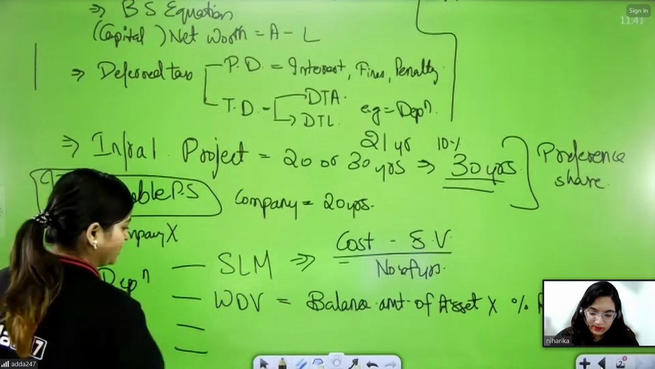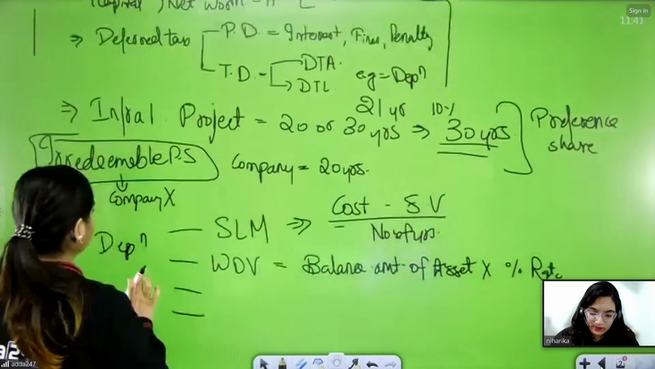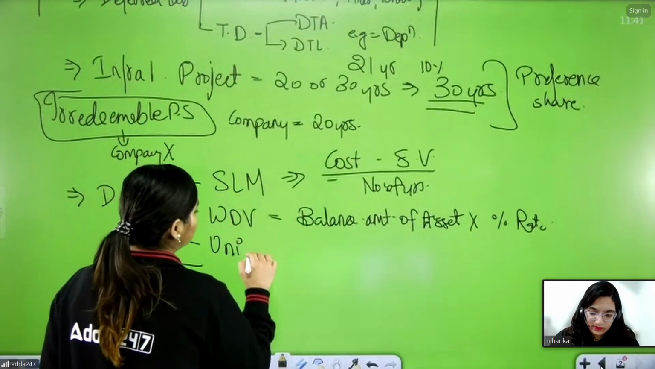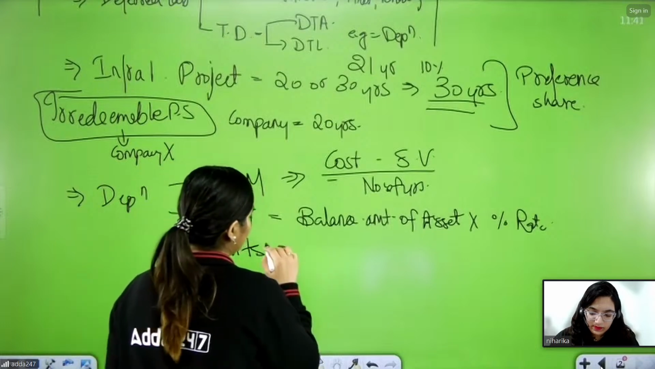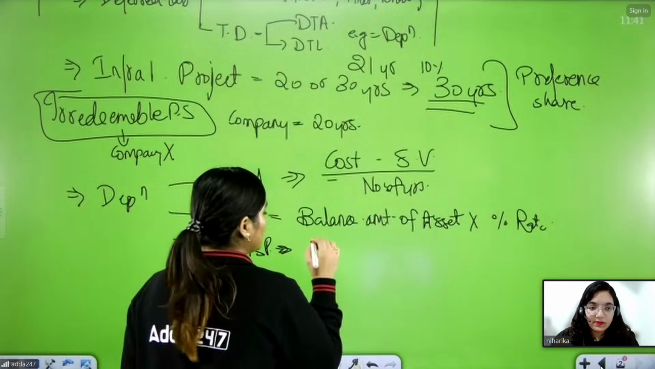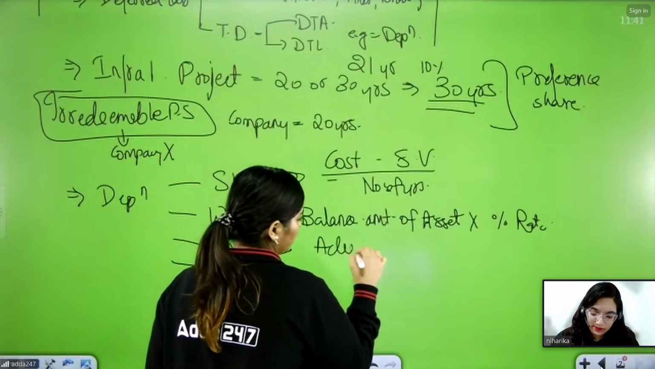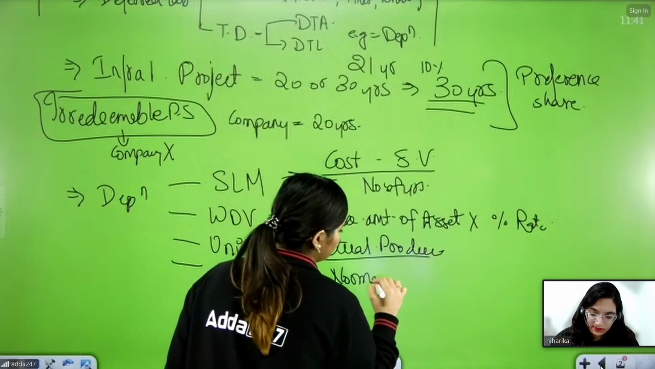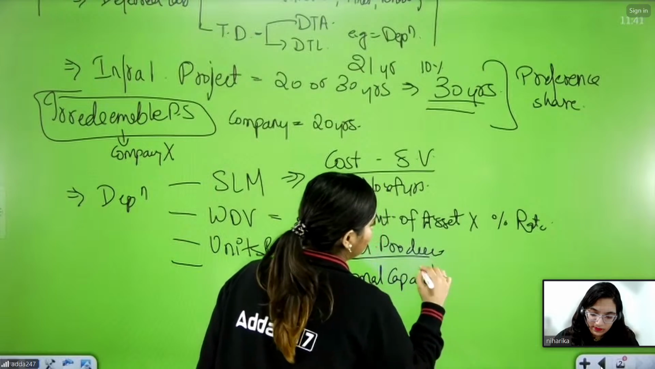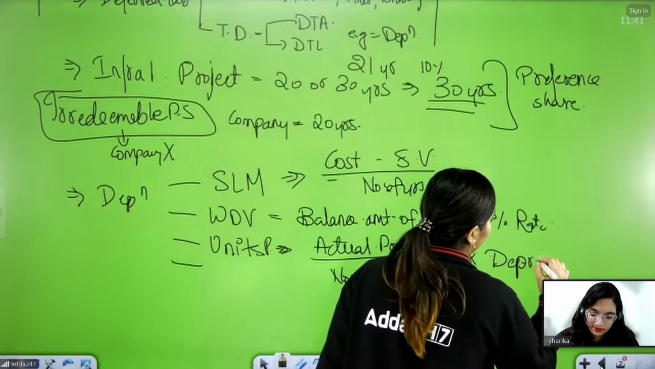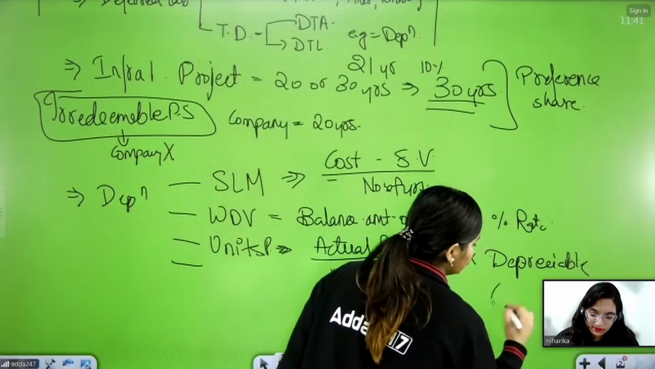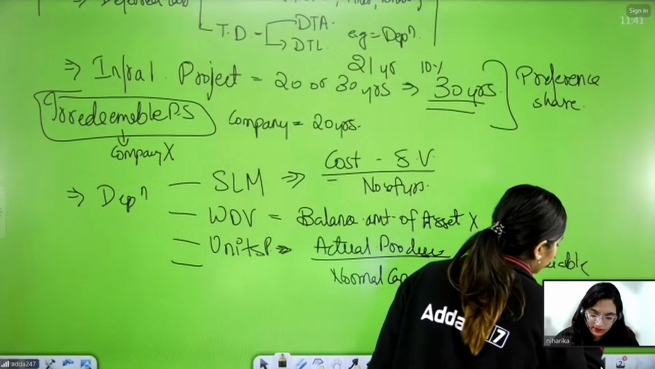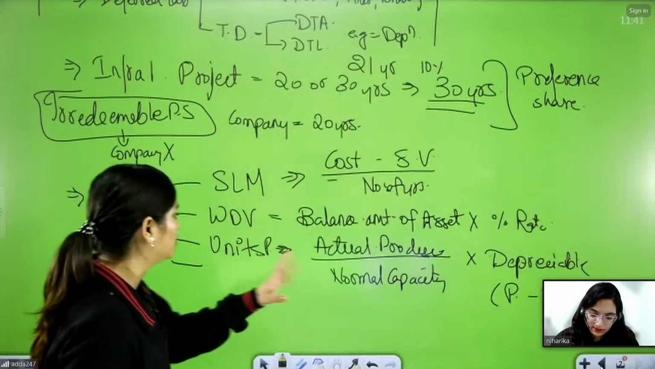Then next is your units method. In this, you are not calculating depreciation as per their life. You are calculating as per their usage. So under units of production method, you are going to take the production. How much actually you are able to produce, your actual production divided by your total capacity of that particular machinery, multiplied by your depreciable value. Depreciable value is generally the purchase price minus scrap value, if you have any, which you need to subtract. So this is your third formula.